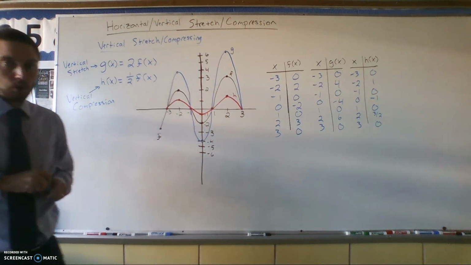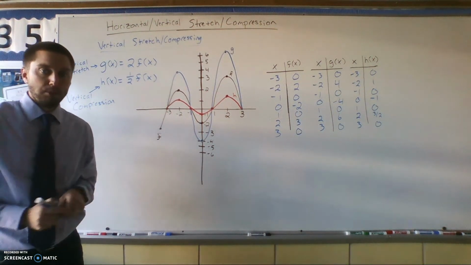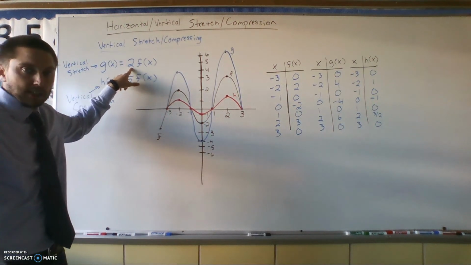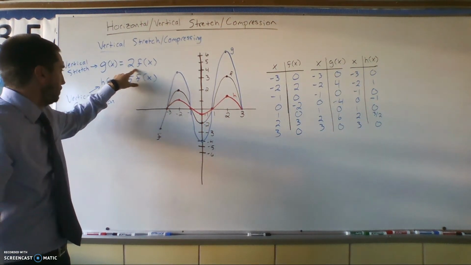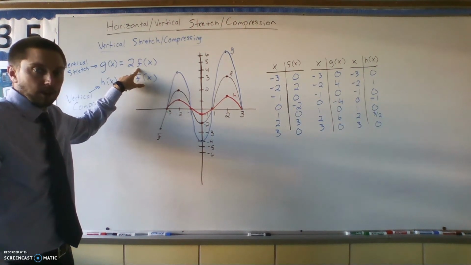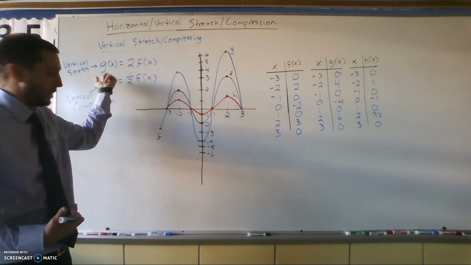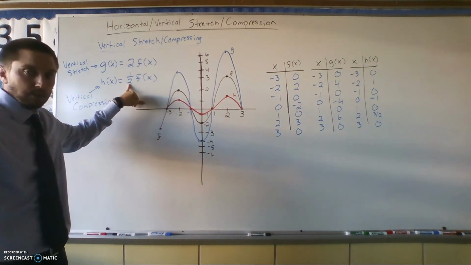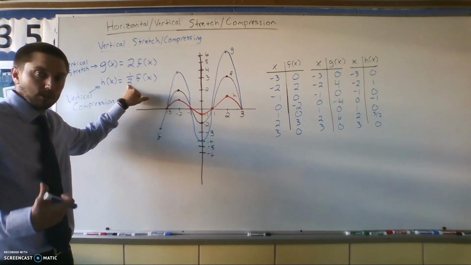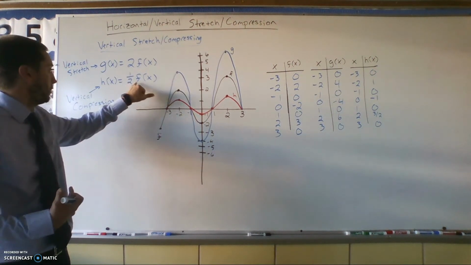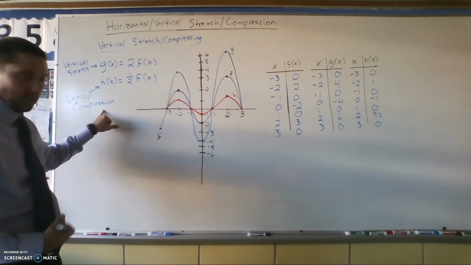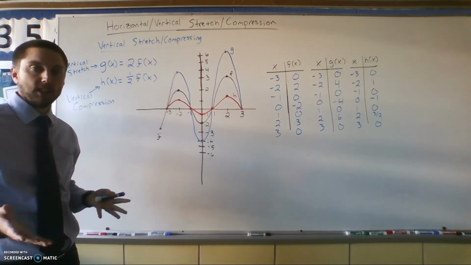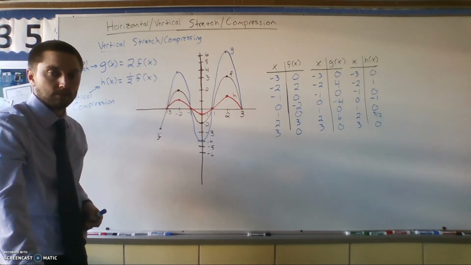Okay, and so we'll summarize all this later, but what happened here? Well, anytime we take a number that's bigger than 1 and we multiply it to our function on the outside of the parentheses, that's going to be a vertical stretch. And anytime we take a number that's in between 0 and 1, so some sort of fraction like this, and we multiply it by the outputs, we're going to get a vertical compression. So that's what happens here with our graphs, and that'll be the same with all your parent functions.